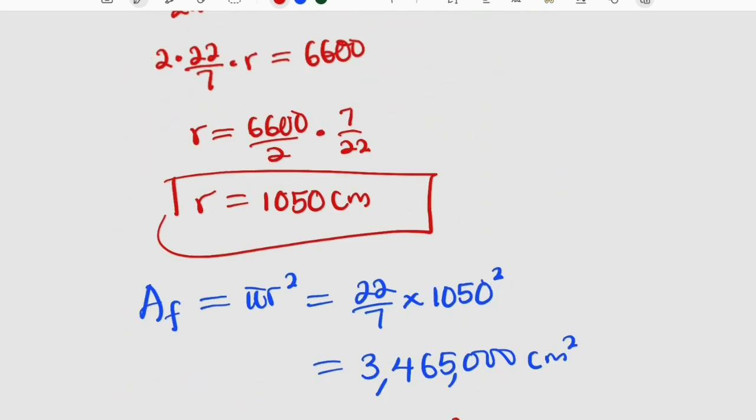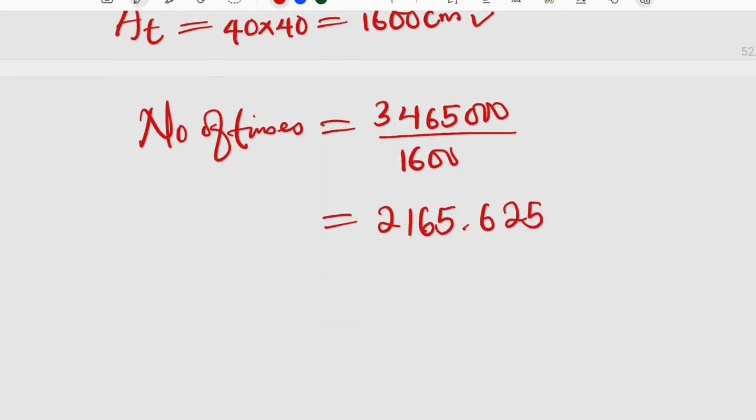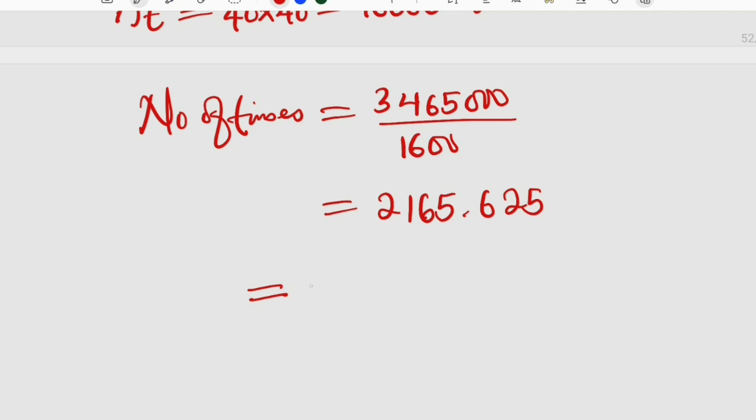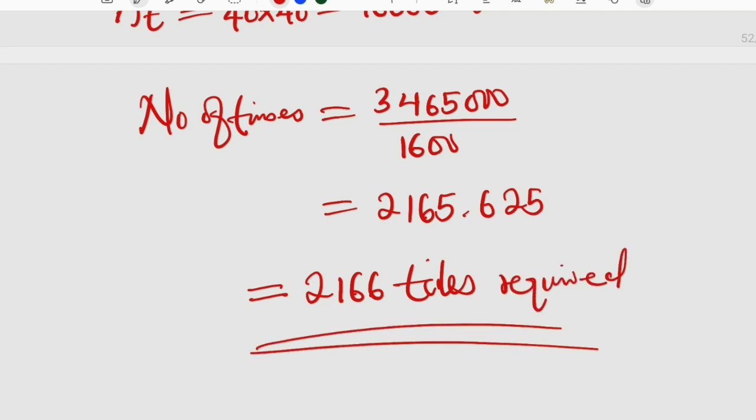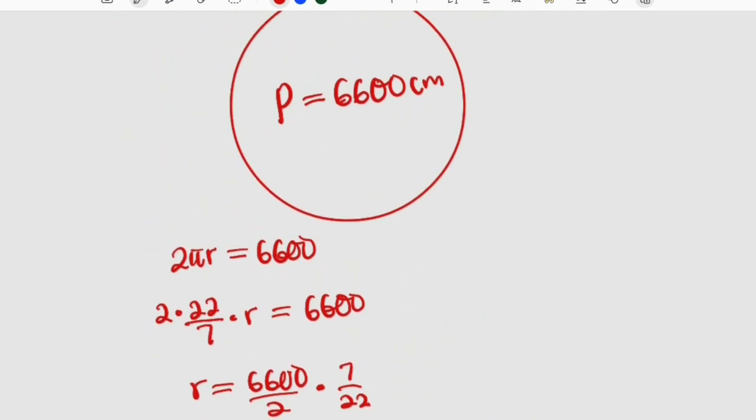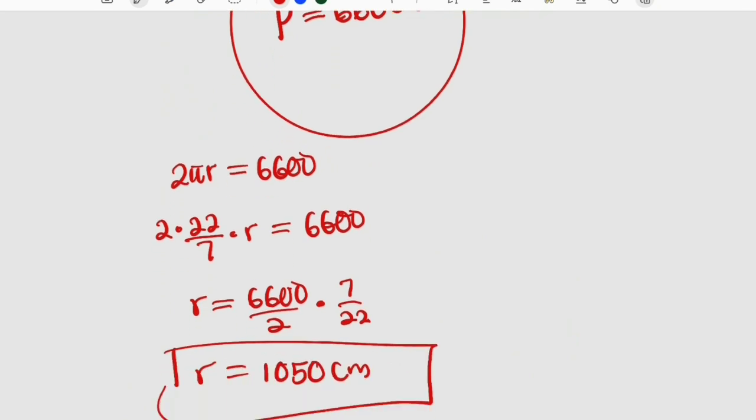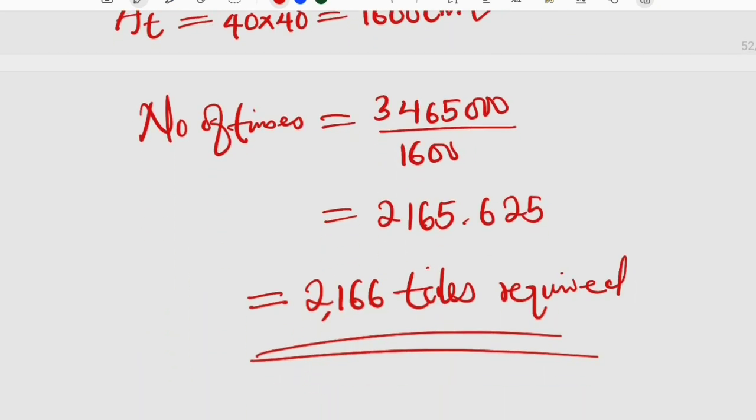But they said to the nearest whole number, therefore we are going to round it up, which is equal to 2,166 tiles required. And this is just the solution to this problem. We need 2,166 tiles in order to tile the whole of this circular floor. Now let us move on to question number 4.